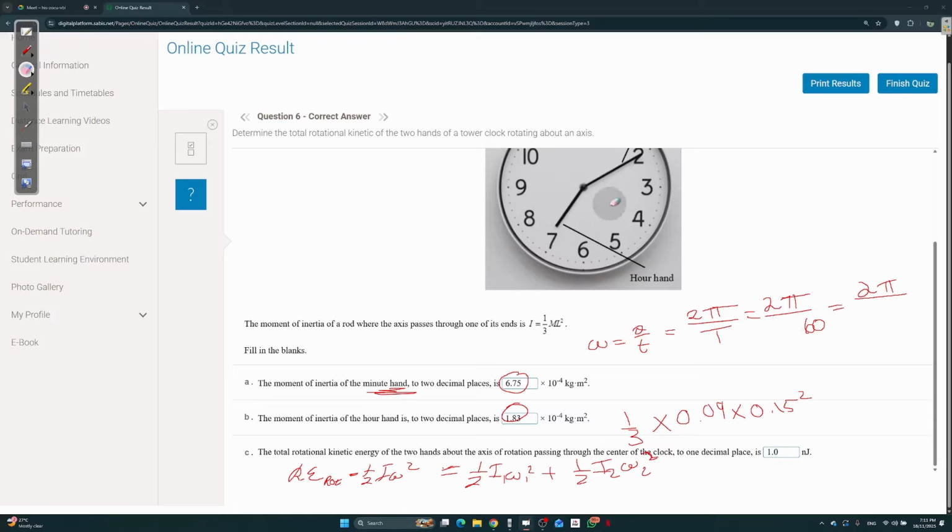Hold up, I'm correct. The minute hand takes 60 minutes to do a complete revolution. So 60 times 60 gives 3,600 seconds. So this is the first omega, omega 1. We're going to call the first one the minute hand. So it's going to be half, and the first I is 6.75 times 10 to the power negative 4.